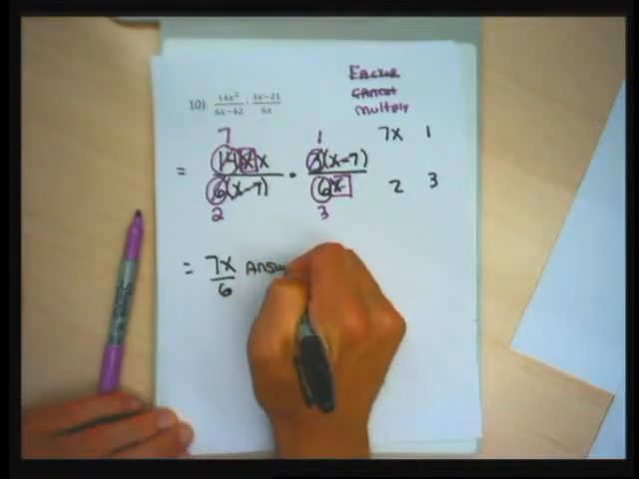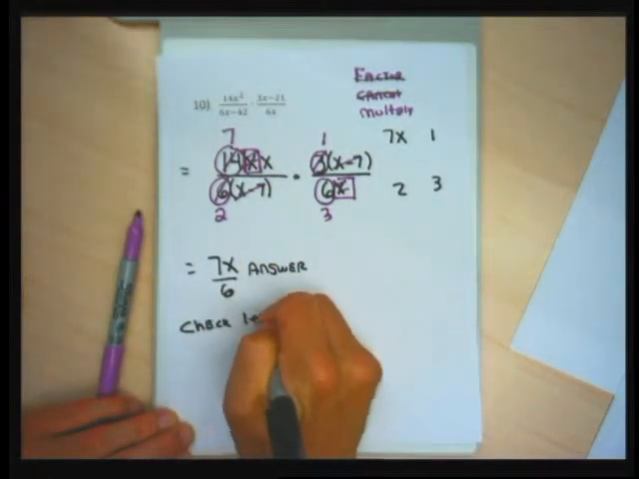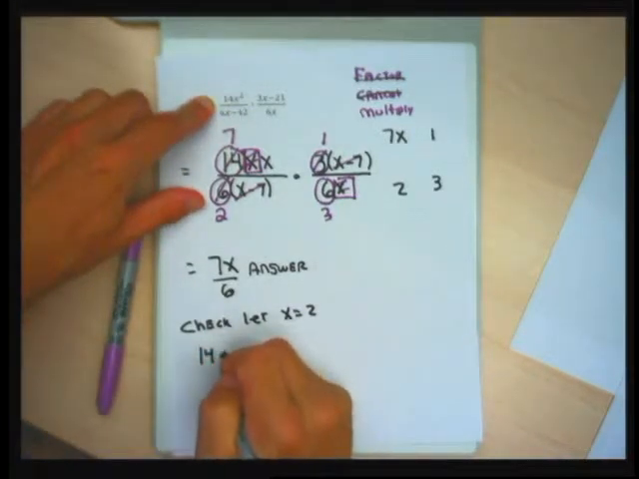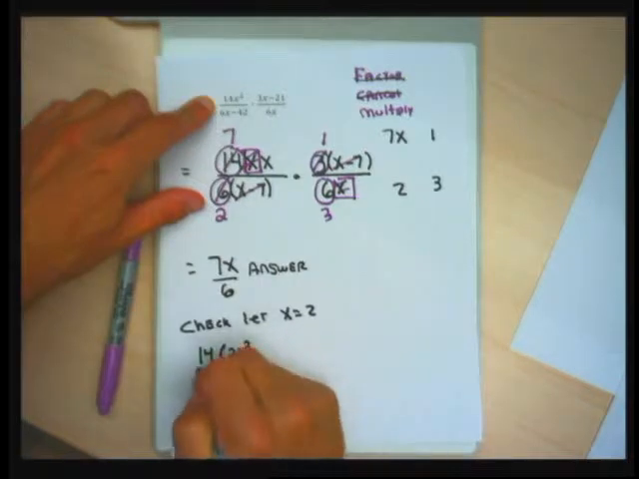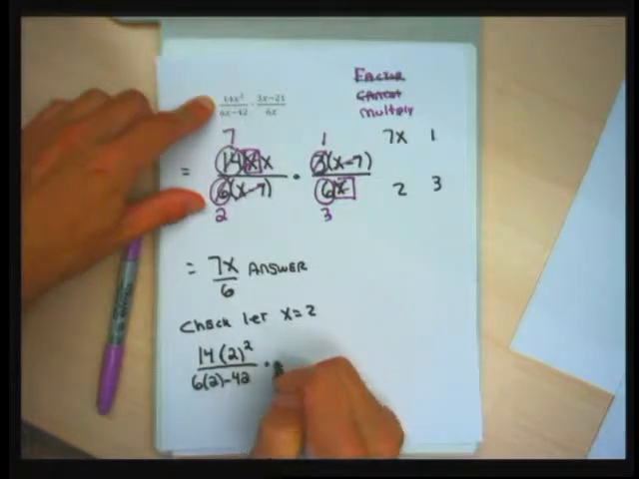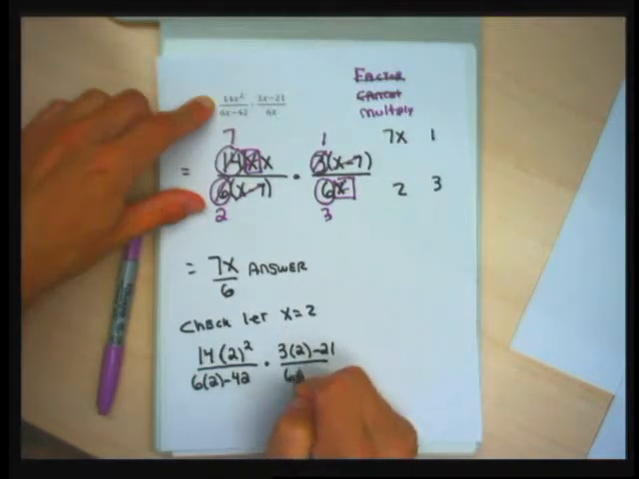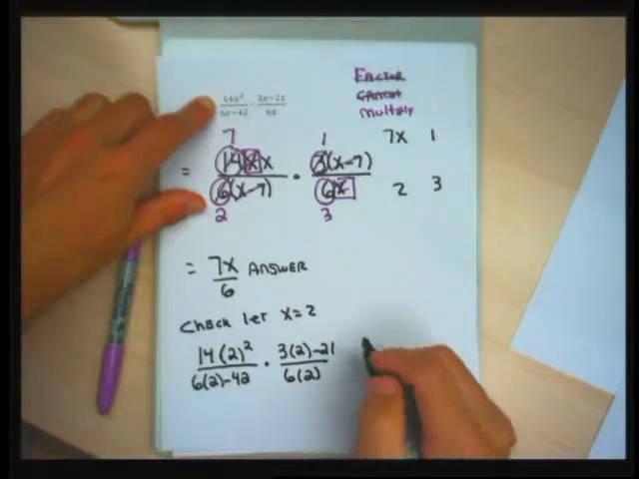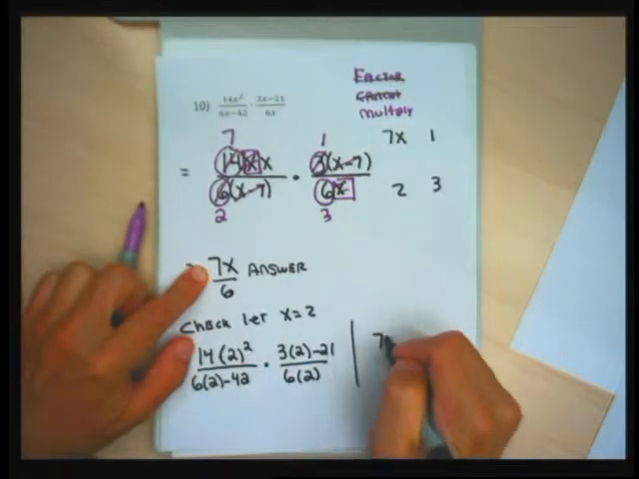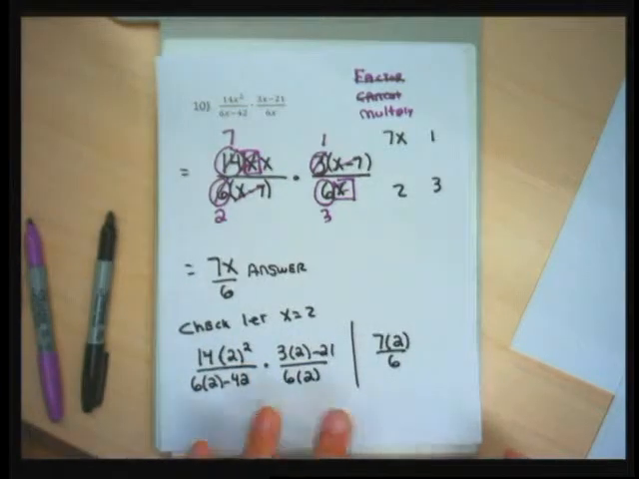And the nice thing is I can always check. So I'm going to check by, I like using 2. I'm going to let x equal 2 and go to the original problem and go 14 times 2 squared over 6 times 2 minus 42 times 3 times 2 minus 21 over 6 times 2. So that's putting 2 into the original problem. I also have to plug 2 into my answer because my answer has an x. So I'm going to go 7 times 2 over 6. My answer is correct. Both of these are going to reduce to the same number.